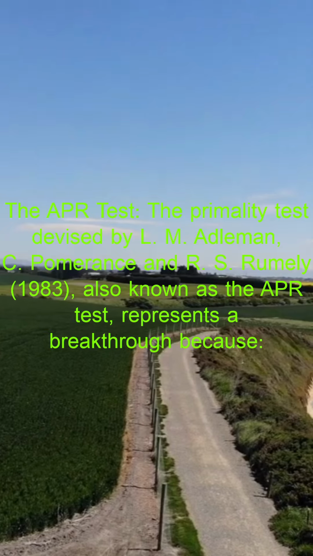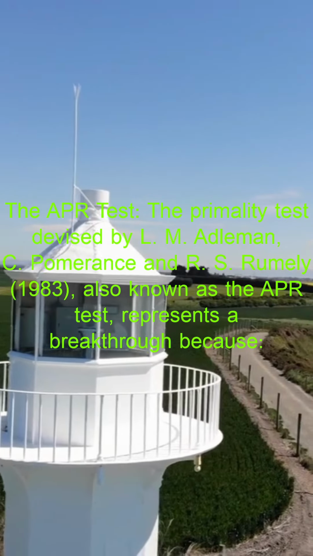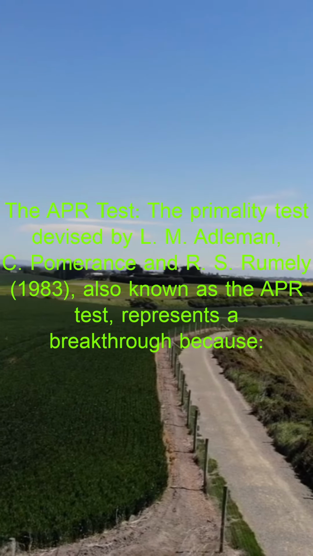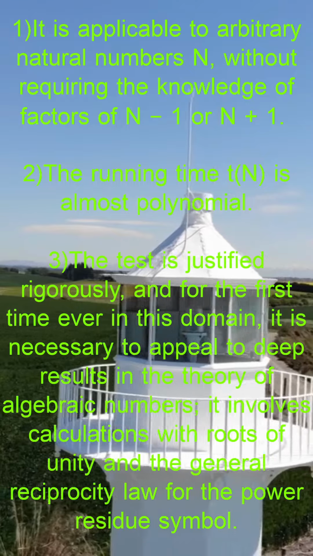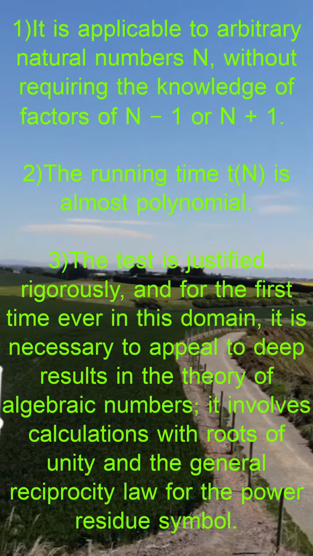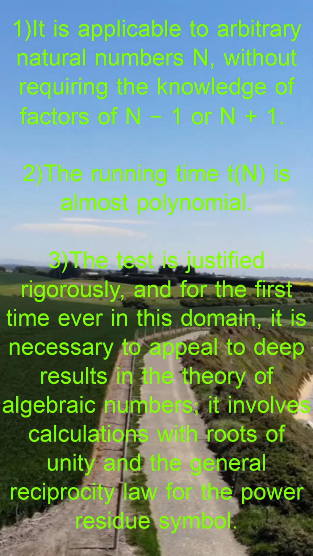The APR test, the primality test devised by L. M. Adleman, C. Pomerance, and R. S. Rumely in 1983, also known as the APR test, represents a breakthrough because: 1. It is applicable to arbitrary natural numbers n, without requiring the knowledge of factors of n-1 or n+1. 2. The running time t(n) is almost polynomial.